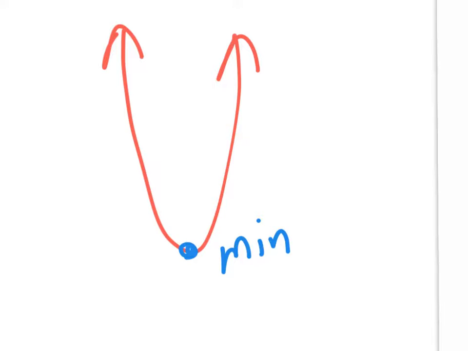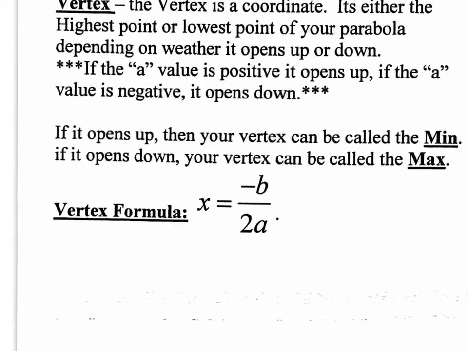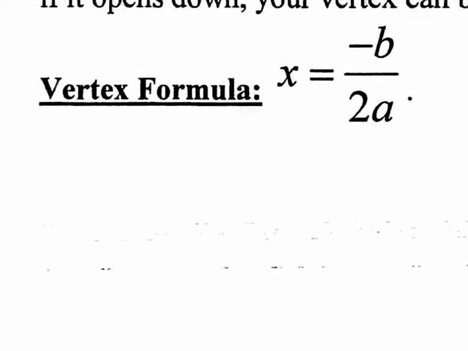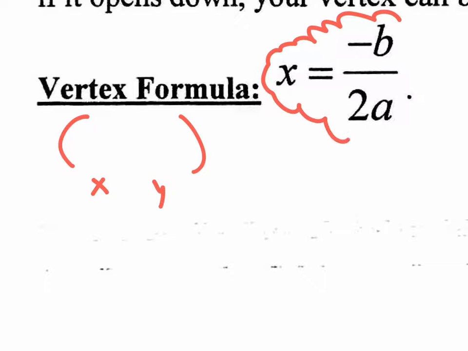Anyway, let's jump back to the notes. Again, the vertex, the most important point, it's also the maximum value or the minimum value, depending on whether it opens up or down. Now here is a very, very important formula when it comes to the vertex. Now remember, we said the vertex was a coordinate. What's a coordinate? It's just an x and a y value, right? And this formula, you're going to have to memorize it. What is the formula? X equals negative b over 2a.